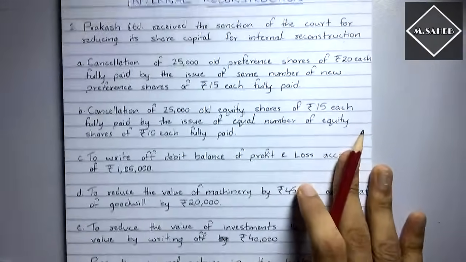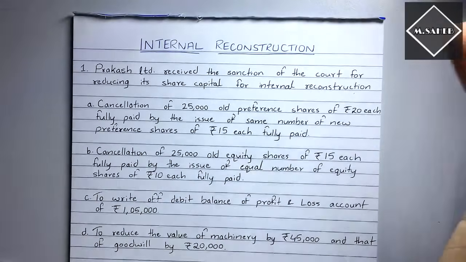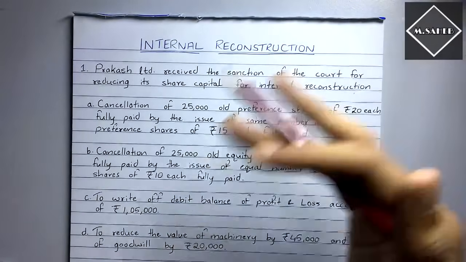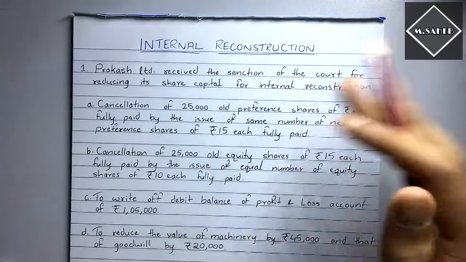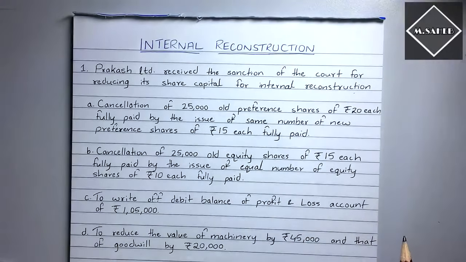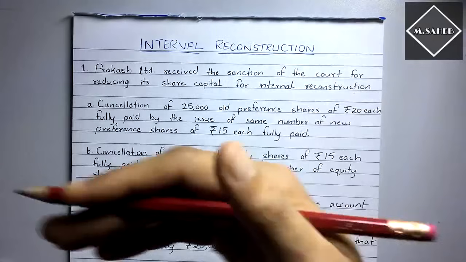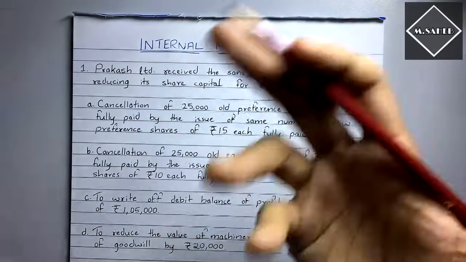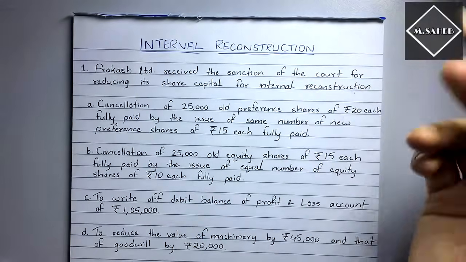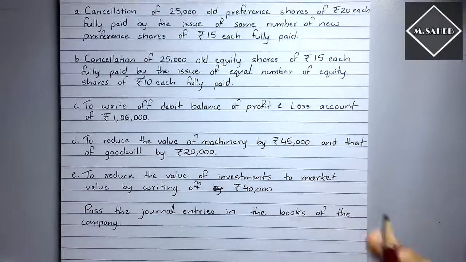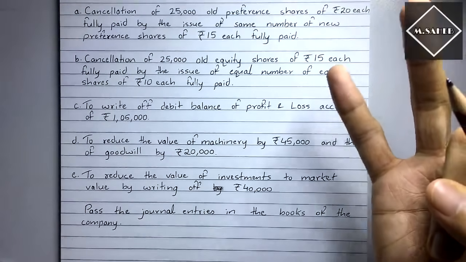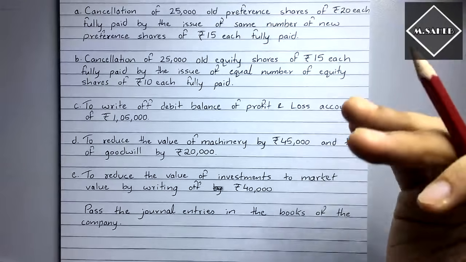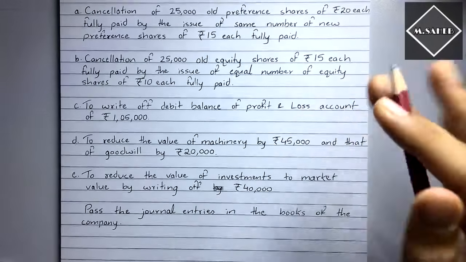What do we do in internal reconstruction? We write off all the losses, right? We eliminate all the fictitious assets, we eliminate all the accumulated losses, we revalue the assets, we reassess the liabilities and reduce the share capital. That's what we do in internal reconstruction, right? So accumulated losses and fictitious assets like patents and goodwill, all these have to be written off, okay?